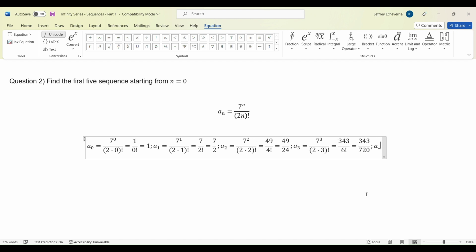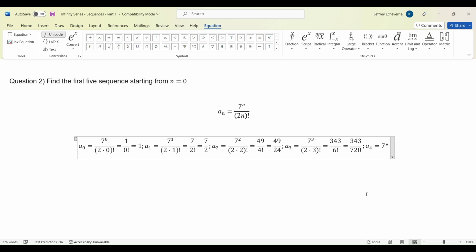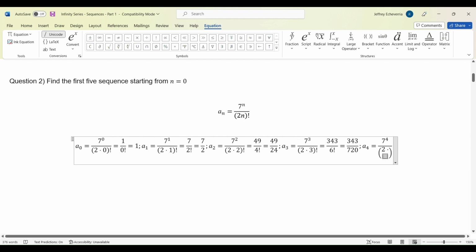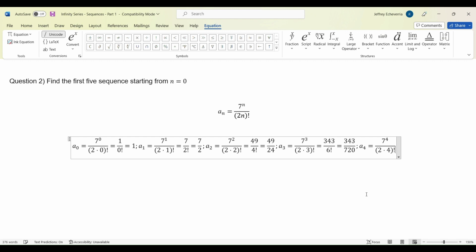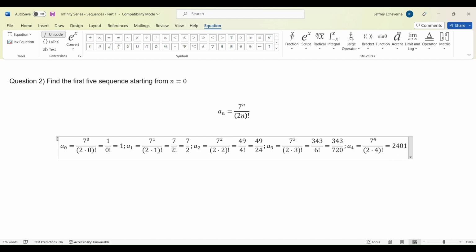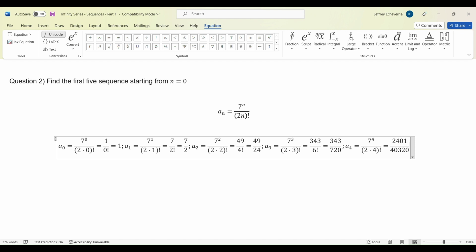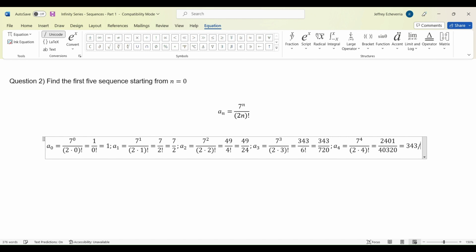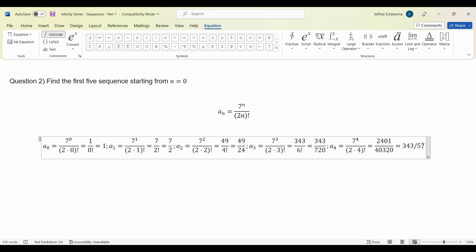And last but not least, a sub 4, which will be 7 to the 4th power divided by 2 times 4 factorial, so that gives us 2401 divided by 40,320, but we can simplify by dividing 7 on top and bottom, which gives us finally 343 divided by 5,760.